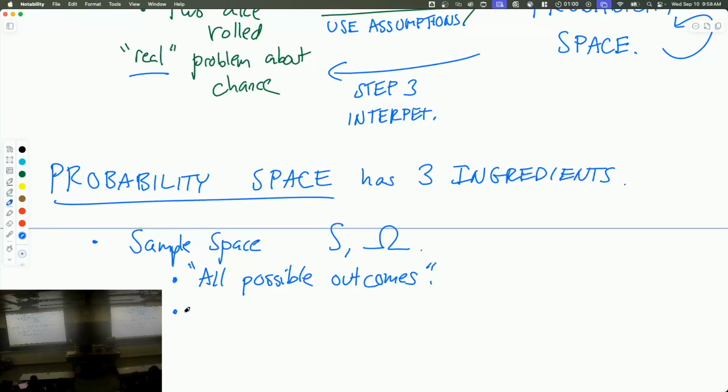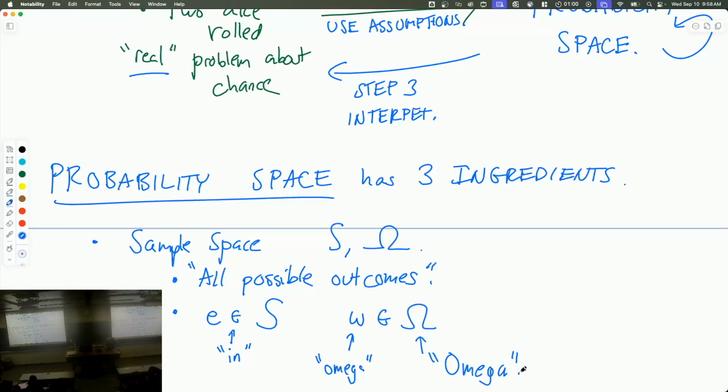So sometimes we'll write lowercase e in S for some outcome. This little symbol means in, and that means this thing is an element of this set of possible outcomes. Sometimes people will write lowercase omega in capital omega. So this is a lowercase omega, and this is a capital omega. And that's saying we're in this particular universe. Sometimes these are called simple outcomes. There's another word that I really like that has a slightly more specific meaning, but it is an atom.